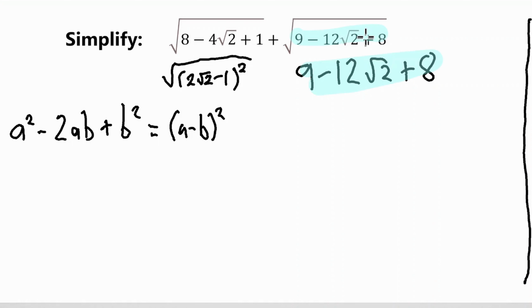Okay, so I already took out the term from under the square root just to make it easier to work with, just for now. And let's try to get this 9 minus 12 square root of 2 plus 8 into this form, a squared minus 2ab plus b squared. Okay, so 9, can we find the square root of that to make it squared? Yes, we can. Square root of 9 is 3. So that means 3 would be our a.